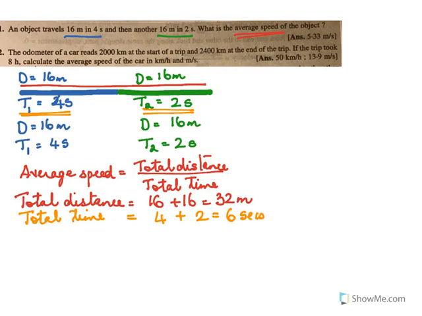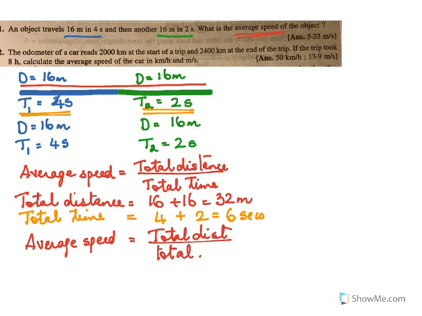So when we want to calculate the average speed, I repeat again, average speed is total distance over total time. And we know our total distance is 32 and the total time is 6. So 32 over 6, on reducing, it will be 16 over 3 kilometer per second, which will be your average speed.